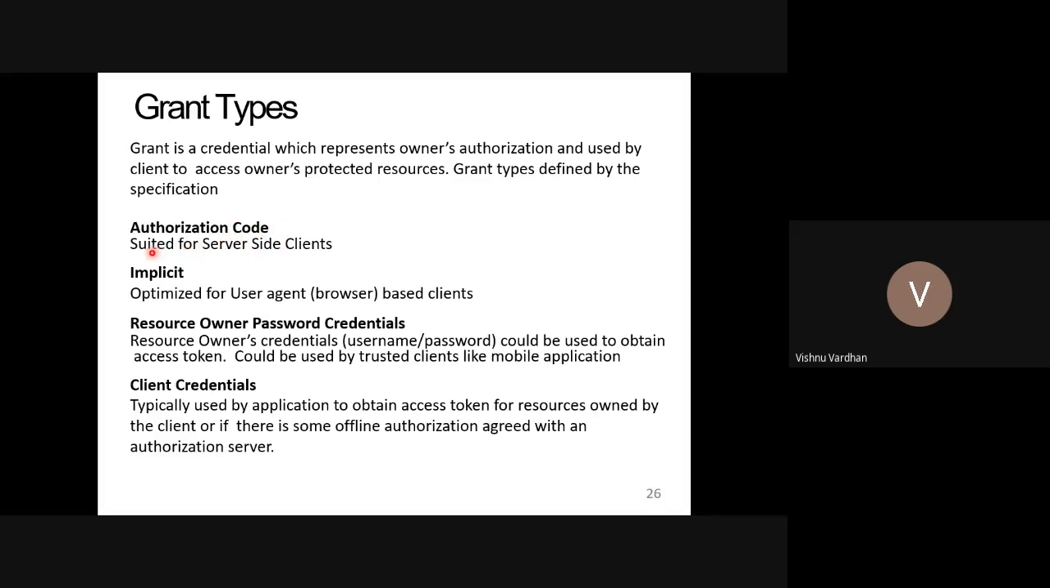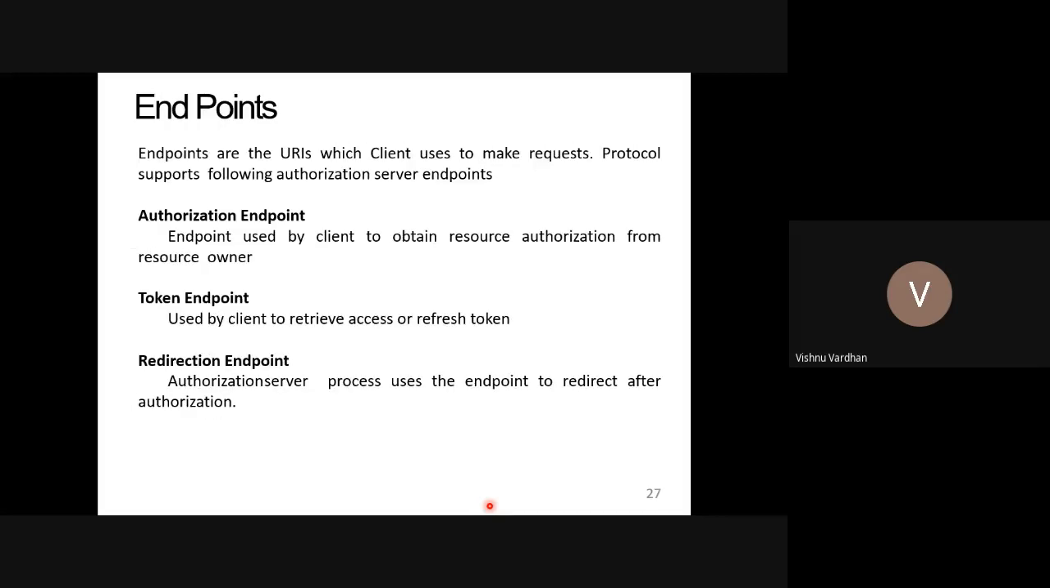Authorization code is suited for server-side clients. Implicit means user agents are generally used for the implicit calling of the authentication credentials. Then resource owner password credentials is generally used while we are using a mobile application. And then client credentials. So there are some clear-cut differences between the grant types. We will come to know what they are all about, and we will soon come to them.